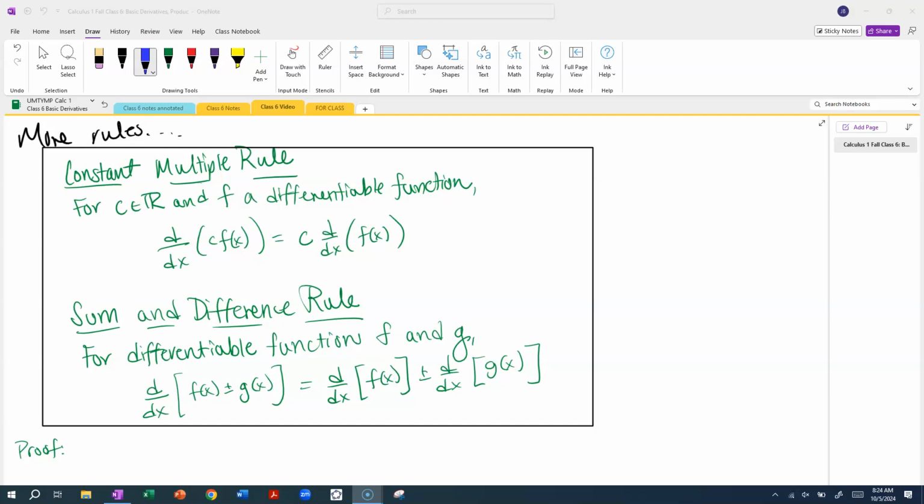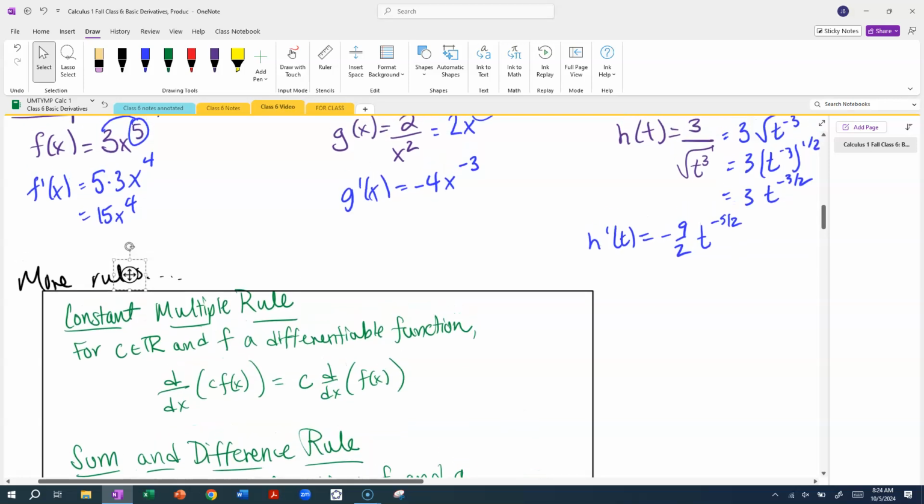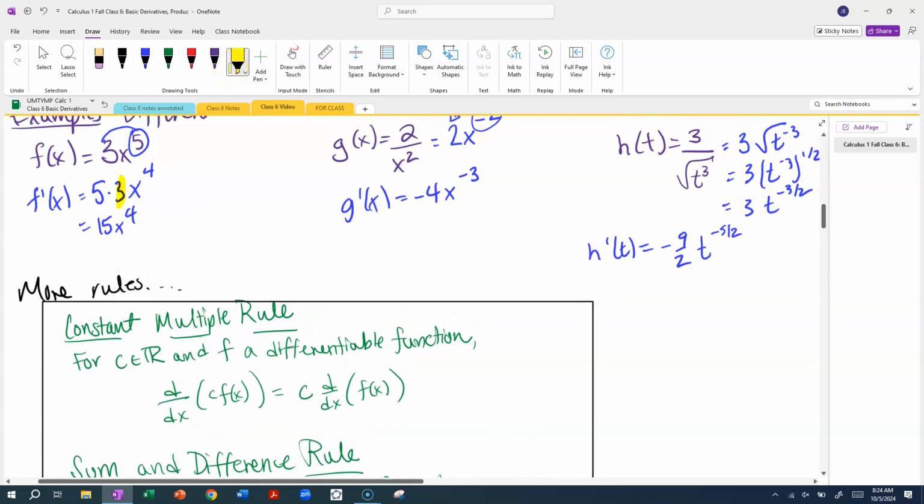Welcome back, and as alluded to at the end of the last video, we do have another rule called the constant multiple rule, which just means that if we have a number that's a constant in front of a function, the constant can be pulled out and then we differentiate the function as normal. That's what we saw previously. The 3, for instance, just stayed there and ended up being multiplied by the 5.